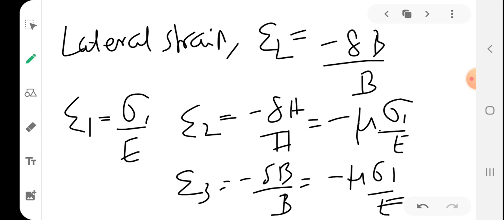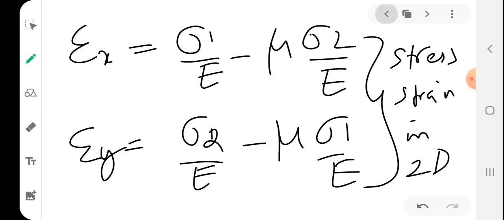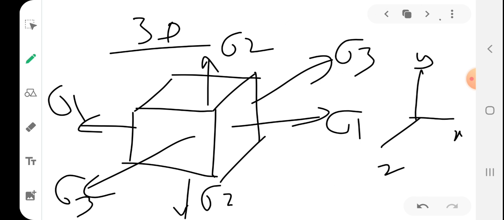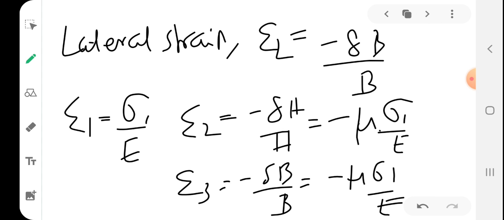So students, here there is only one load in one direction. Earlier we took loads in all three directions, so there were three stresses. Here there is only one stress. Students, how do we find the volumetric strain?